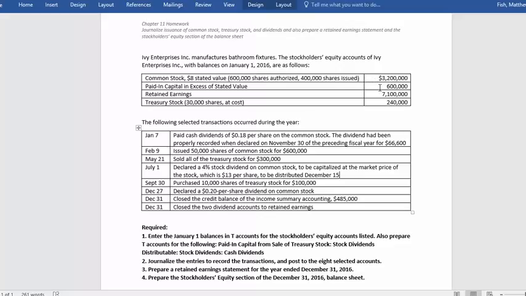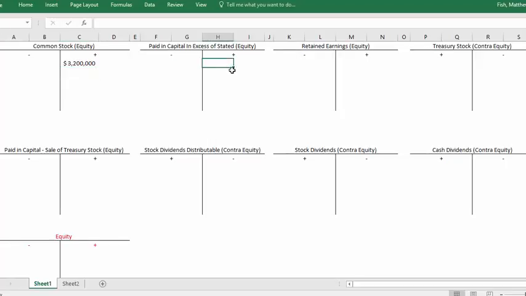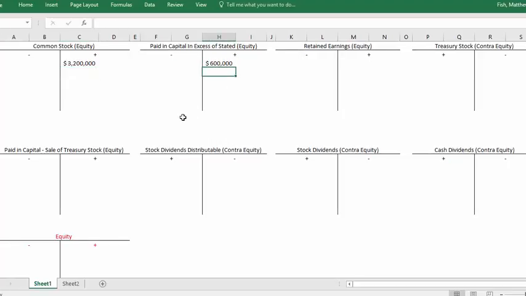I'd go next to the paid in capital in excess of stated value for the common stock, and I'd have $600,000 in there. Again, we'd put it on the normal balance side. Okay, and then I'd keep going through all the other accounts. I'm not going to flip back and forth here. You can have the sheet in front of you if you want to make sure my numbers are correct.